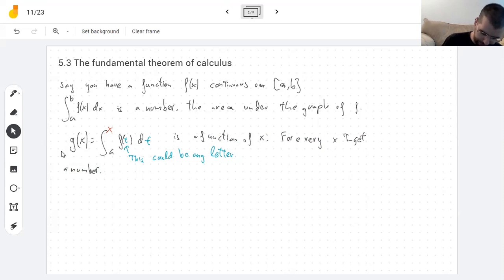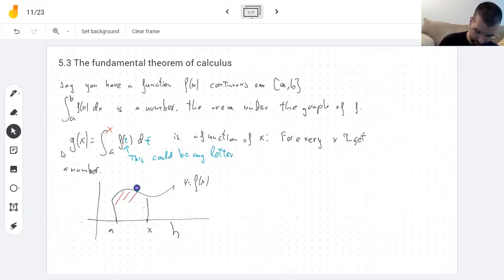So, if this is a and b, and this is the graph of f, then whenever I have an x here, U of x is the area of the space between a and x, and then under the graph. Let me draw a better picture.